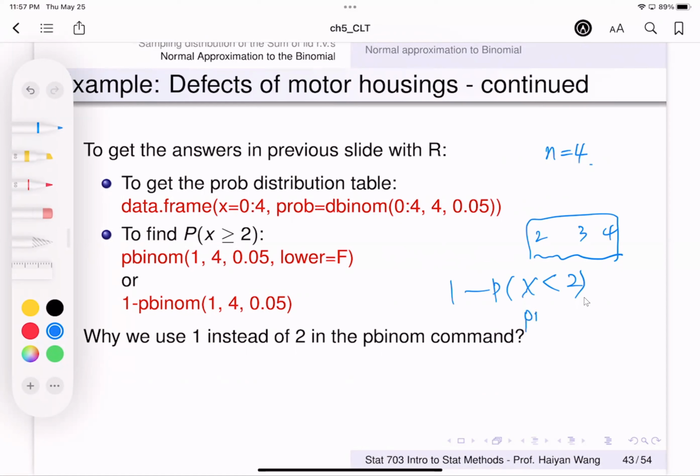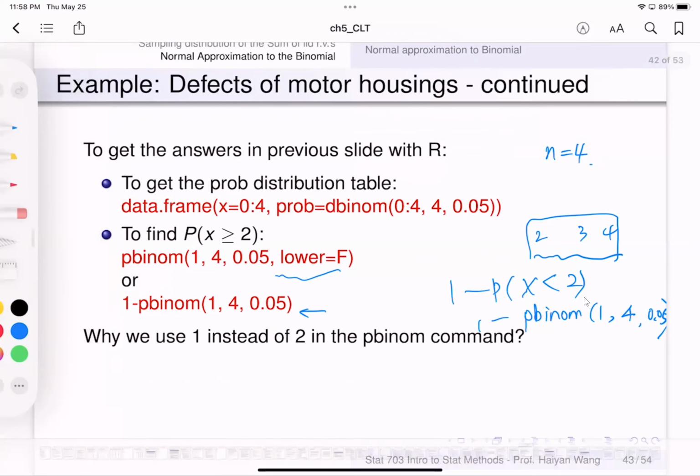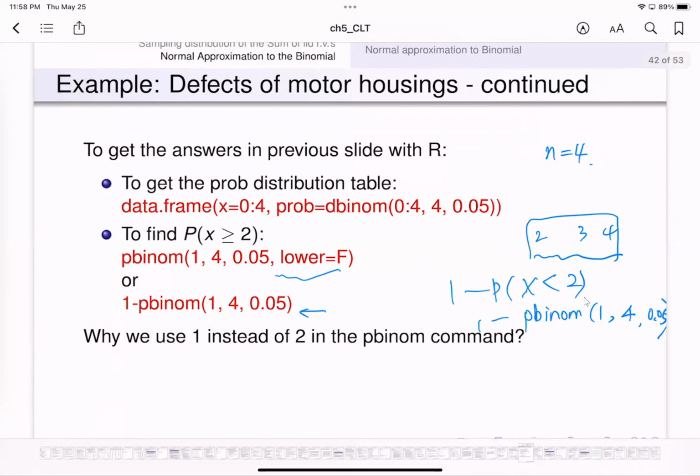And we use the pbinom, P-B-I-N-O-M, and with the 1 there because it's less than 2. We cannot have 2 because if we put 2, that means less than or equal to 2. So we have to use 1 minus the pbinom. We put the 1 there, we have 4 trials, and we put the success probability 0.05. This is the kind that I prefer, but if you are also comfortable using this additional input variable lower.tail to specify, you can also use the other way. So that's about the computation of the binomial probability in R.